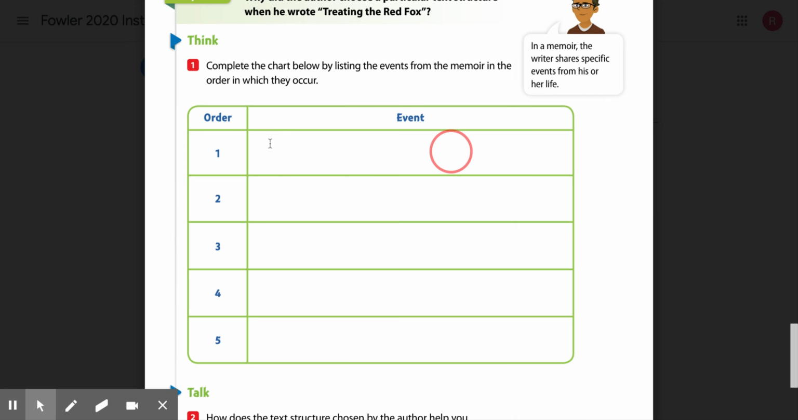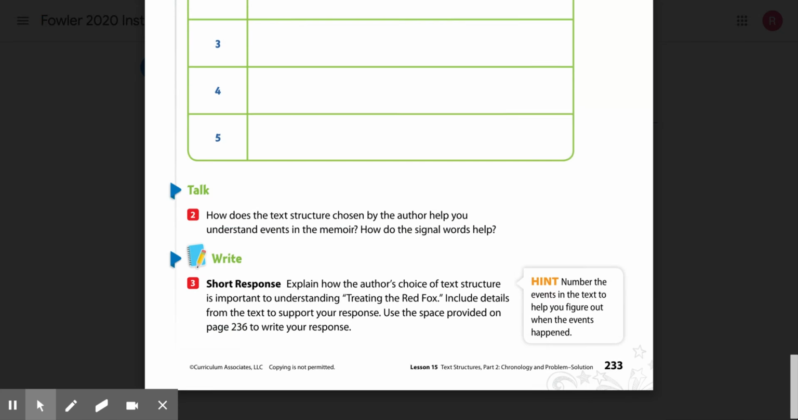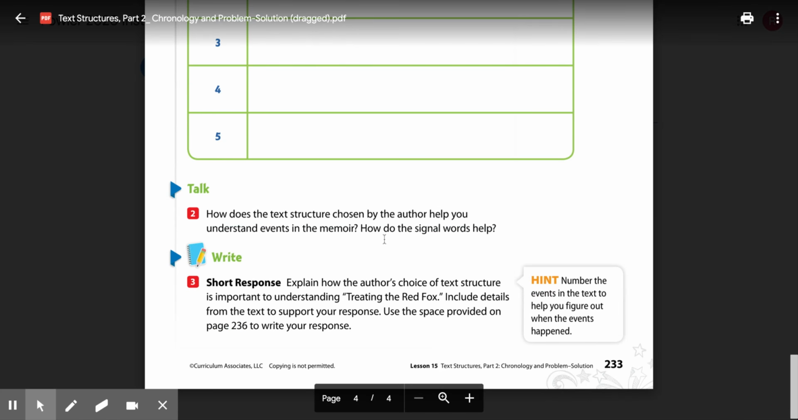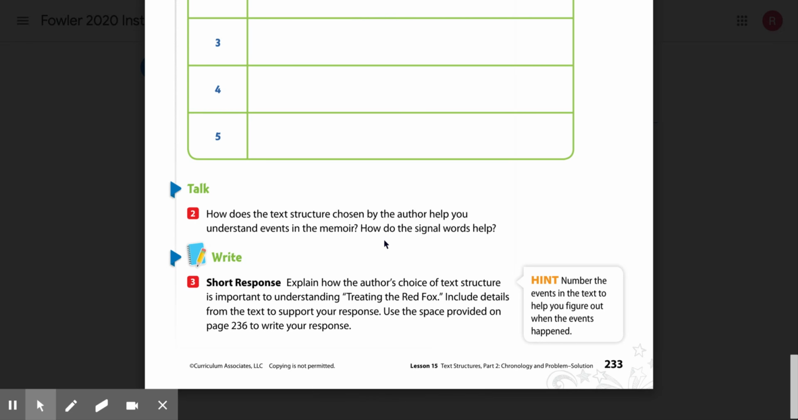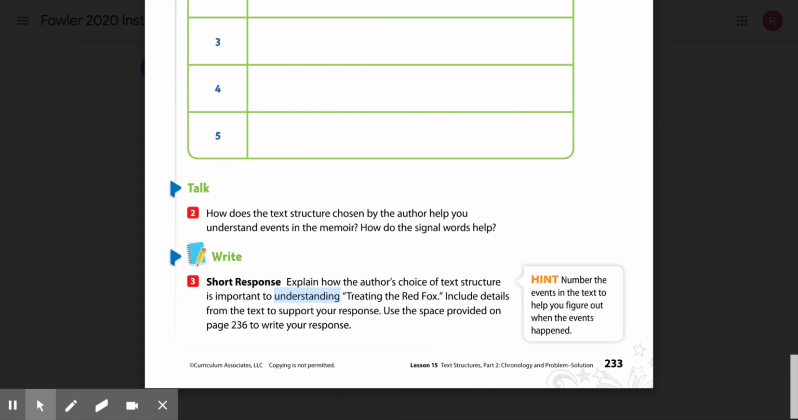Now what you're going to do is place the events that happened in that passage in order. What was the first thing that happened, the second, the third, the fourth, and the fifth. And then for number 2, it says, how does the text structure chosen by the author help you understand events in the memoir? So is it chronological, or is it problem and solution, or is it both? How does that help you understand the story the author's telling? Then number 3, explain how the author's choice of text structure is important for understanding Treating the Red Fox. This is basically, you tell me, is it problem and solution or chronological? And then give me some evidence from the passage that helped you figure that out.